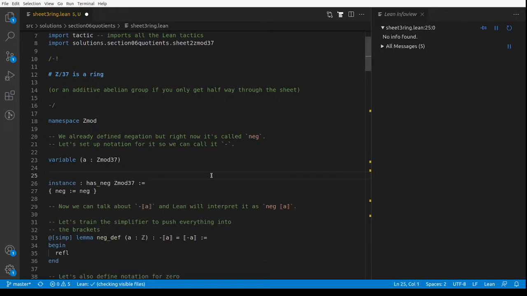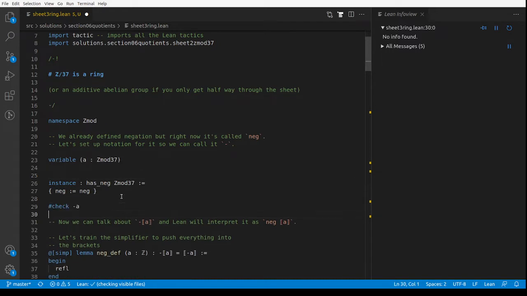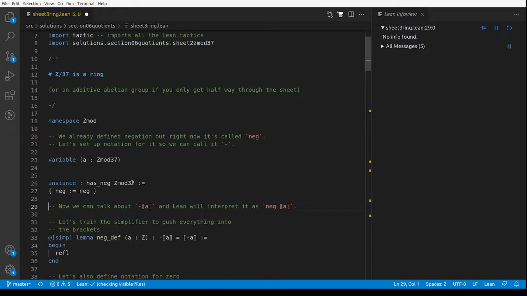And so that's what this instance does here. This is a notational type class. And if we try it again after there, you see now it works. Now it says negative a is in Z mod 37. So that's what's going on with this instance thing.